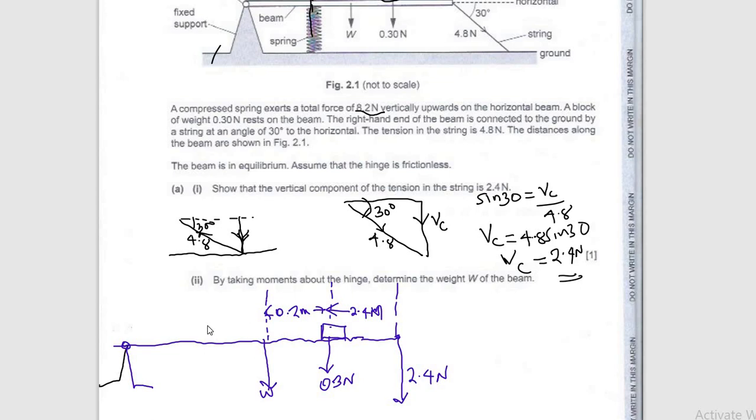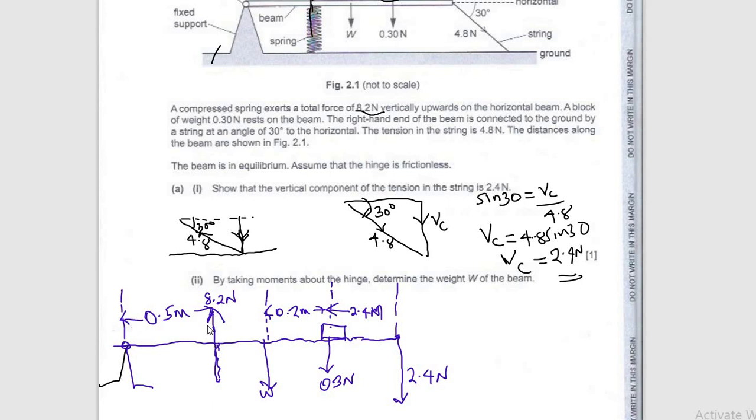Now we have a string after the weight, and according to the question, the spring exerts a vertical force of 8.2 newton on the beam. That's why the direction is upward. It exerts a force of 8.2 newton on the beam, vertically upward, not downward. According to the question, check it there: 8.2 newton vertically upward. And you need to take note of the distance from the 8.2 newton force to the hinge, 0.5 meter.